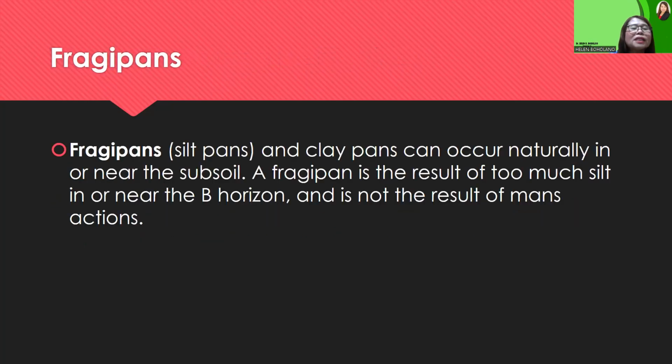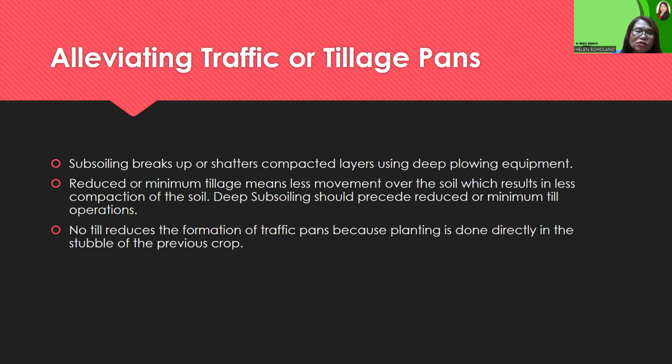So, the fragipans. Fragipans or silt pans and clay pans can occur naturally in or near the subsoil. The fragipan is the result of too much silt in or near the B horizon. It is not the result of man's actions.